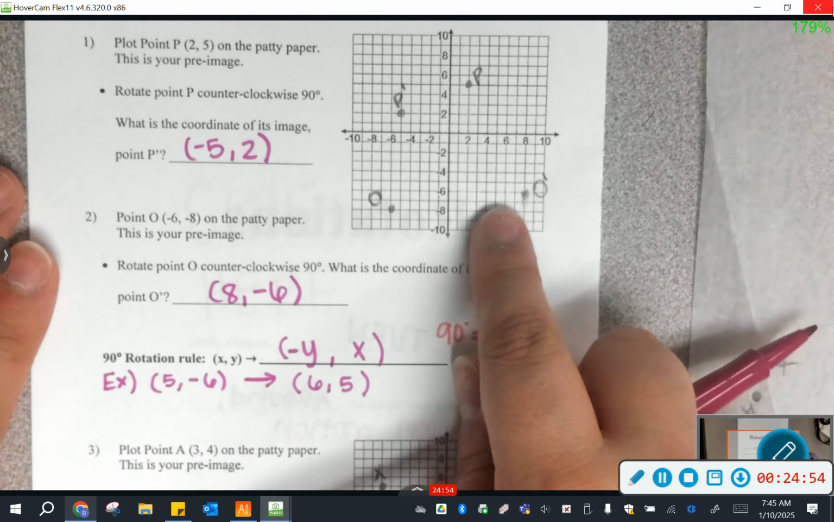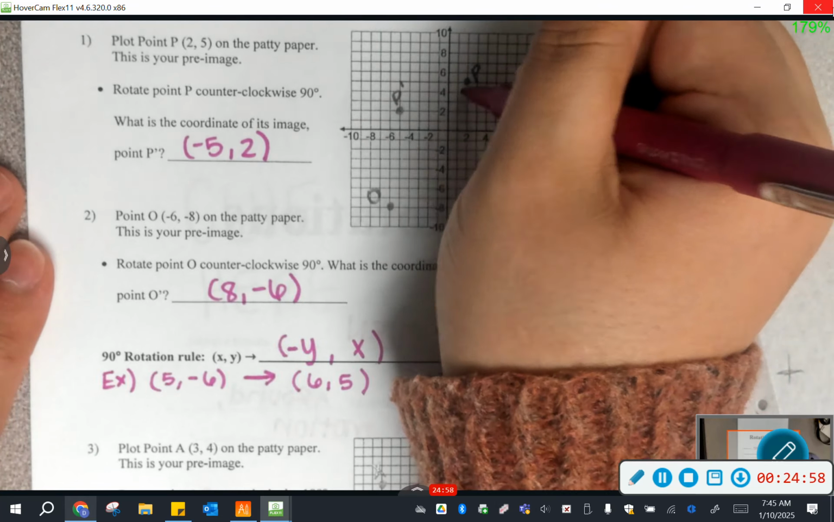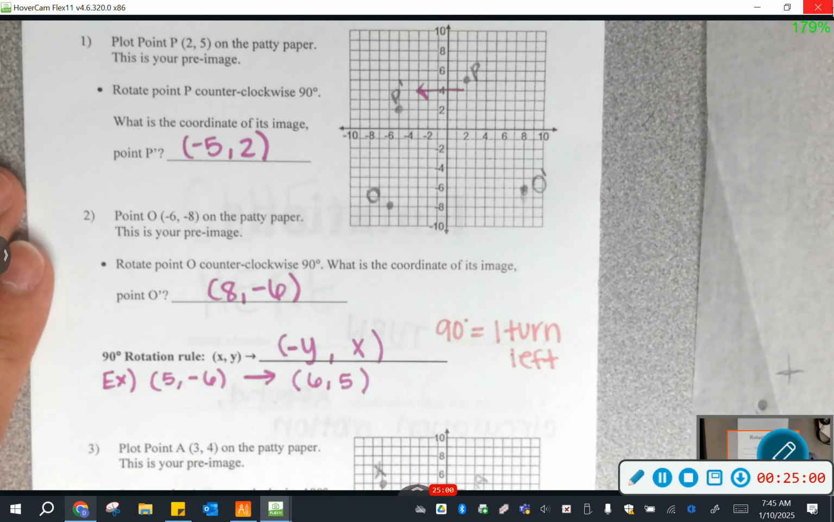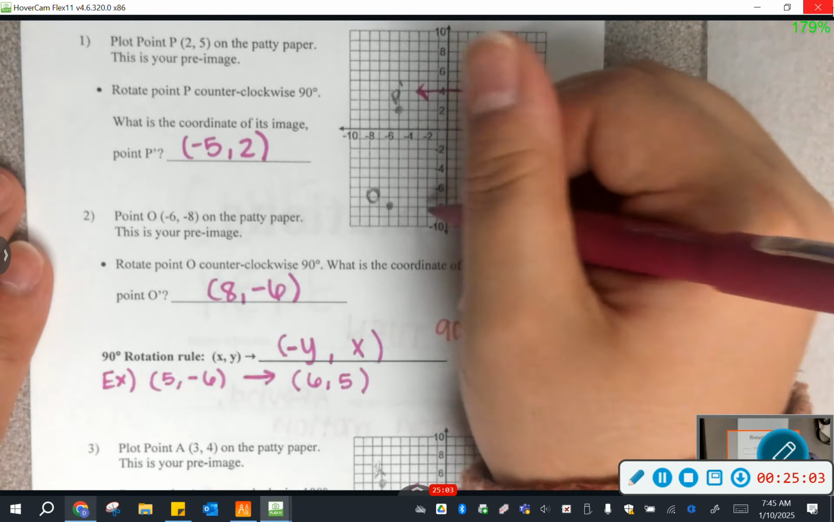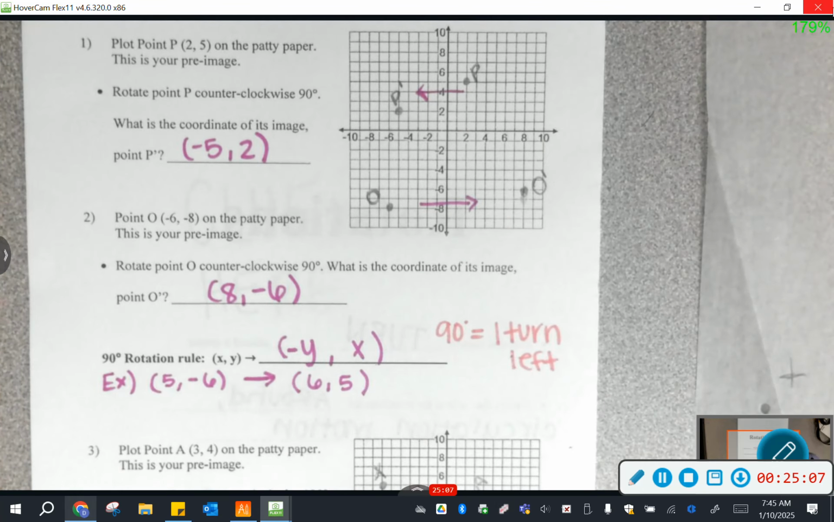Right. For 90 degrees, how many turns is that? That's why that went over there. Oh, one turn is just right over there. So, what's going to happen with the next one?